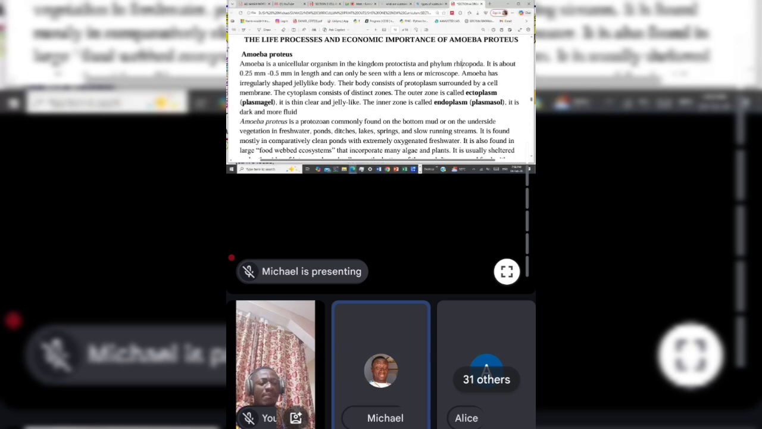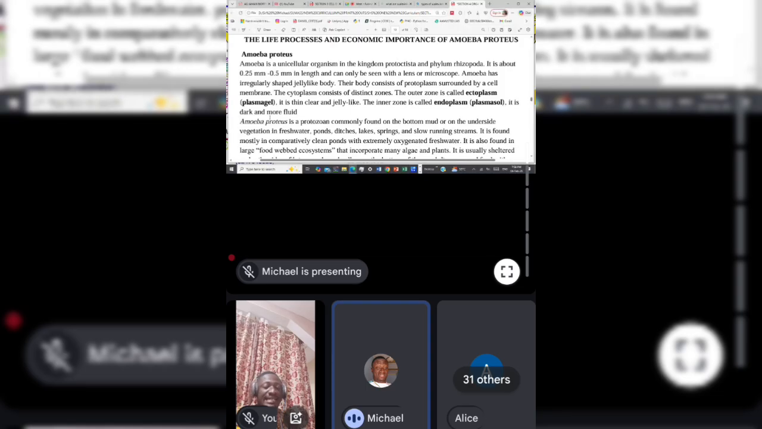Now, Amoeba proteus. There's a better way to write the scientific name. Here it is italicized since it is a print. We could have underlined it if we were writing it in ink. So Amoeba proteus is a protozoan. It's a protozoan, and they are protozoa.